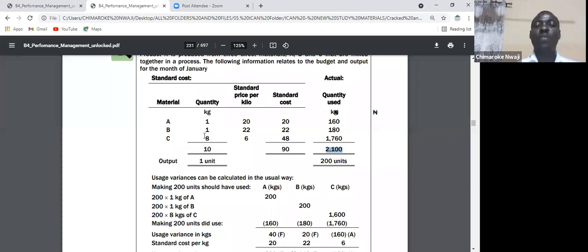So we want to know how many kg they would have used to make 2,100 kg. How many kg would have been used for material A, material B, and material C following this mix? So it means there's going to be a mix, which is called a mix.